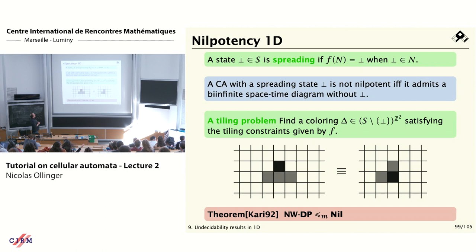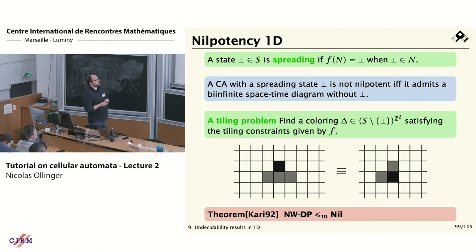So there is this remark which is important. If you have a spreading state, you are nilpotent if and only if there is a space-time diagram without errors. This is also an argument using extraction. The idea is that if you are not nilpotent, then you can find segments without spreading state of any size, and from that you build a configuration without spreading state. And so how do you go from tilings to one dimension?